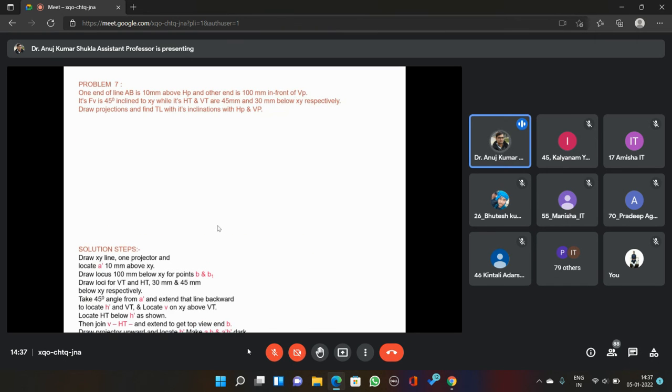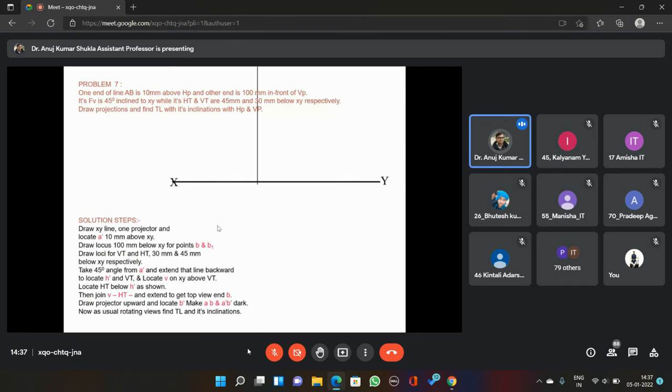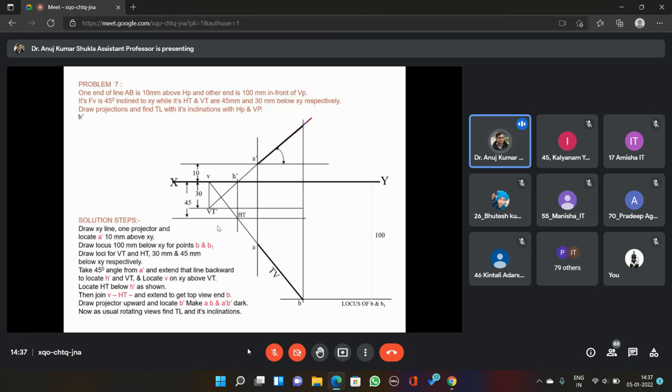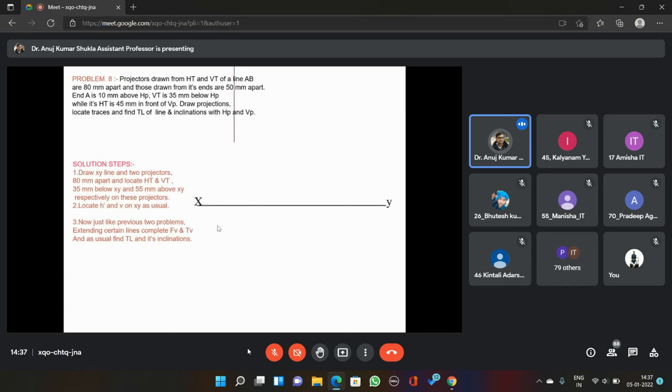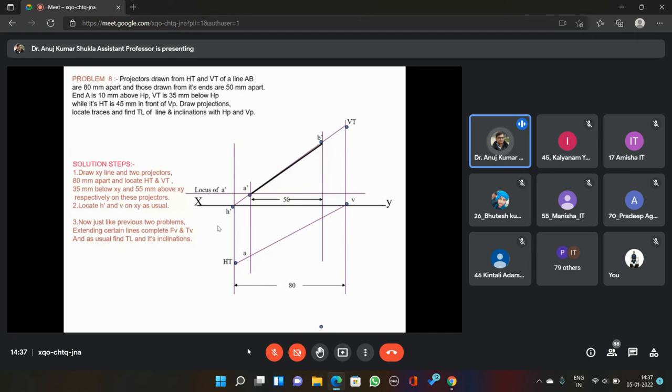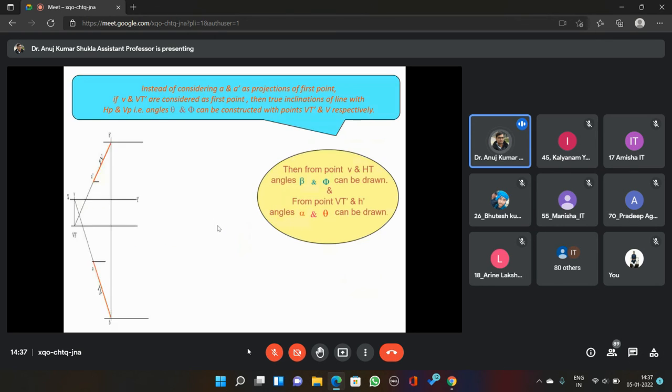Now you go through problem number 7. It is in the same way, so you only need to follow the steps. You will get all the points. VT, ST and the locus you have to identify, and then you can get the inclination. And then the next problem. Anyway, I have posted it, and please check it. After practicing, if you face any problem, please let me know.